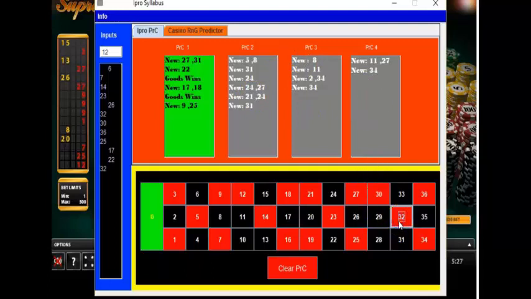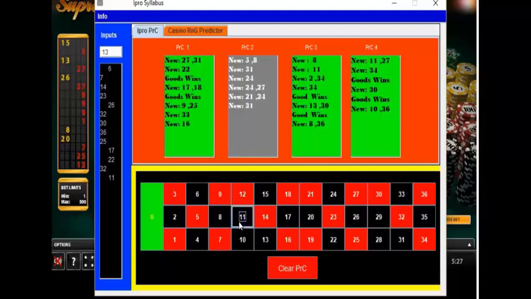And then let's say 32 came down and you didn't have it, and no, you had to add 31 now, okay? And let's just say your next spin 11 came down. Guess what? You won, okay? And that's how simple it is.